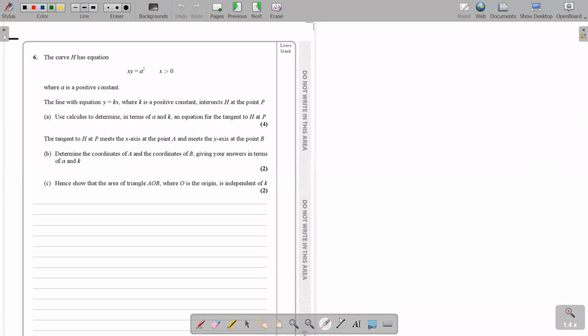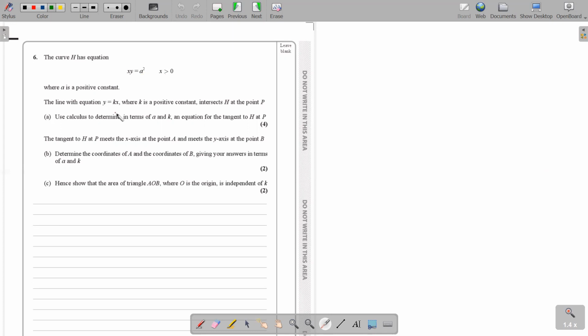Okay, the curve H has equation xy equals a square, where a is a positive constant. So number one thing, in this particular lesson, chapter 2, you have the parabola and the rectangular hyperbola. The parabola equation was given as y square equals 4ax, and the hyperbola equation in the book is xy equals c square. Here they have given the curve H the equation xy equals a square, using a instead of c. So you need to identify this is the rectangular hyperbola they are talking about.